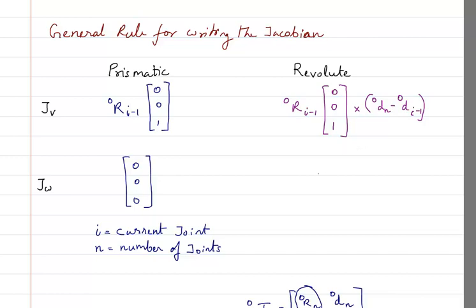Similarly, for the J omega part, we can straight away write 0 R I minus 1 multiplied with 0 0 1. So this is going to be the J omega part. Using this, we can write the Jacobian matrix columns for each and every joint. So if there are 3 joints, we'll have to write 3 columns.